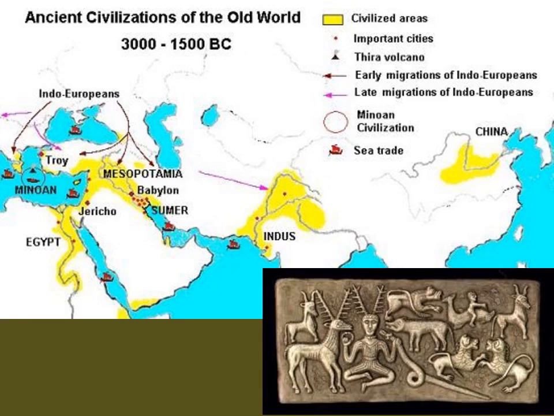Then below the map, you see some of the sculptures and artwork produced during the Indus Valley civilization. Look at the bronze sculptures. We talk about it as the Bronze Age.